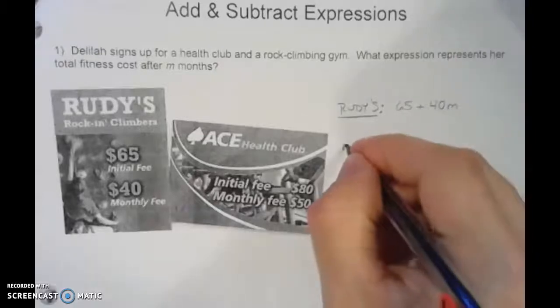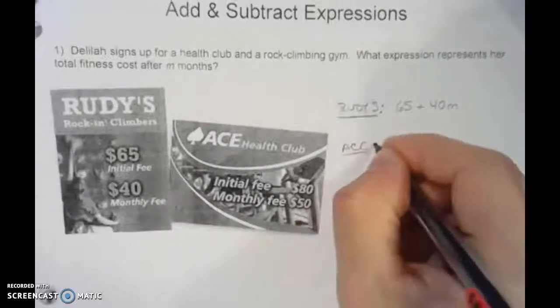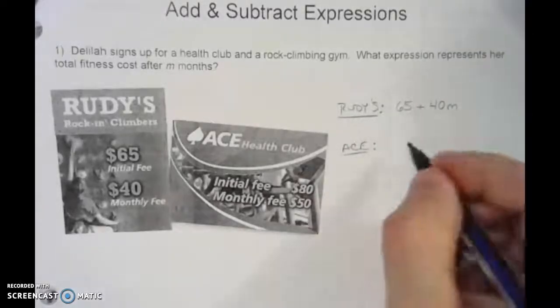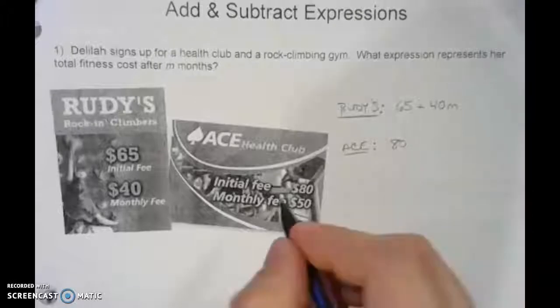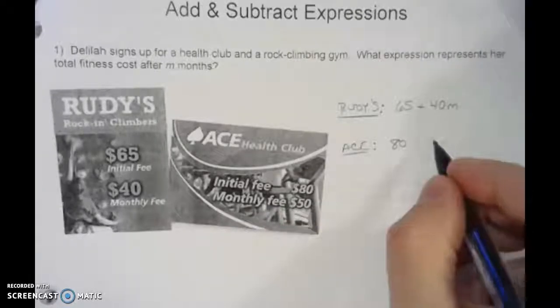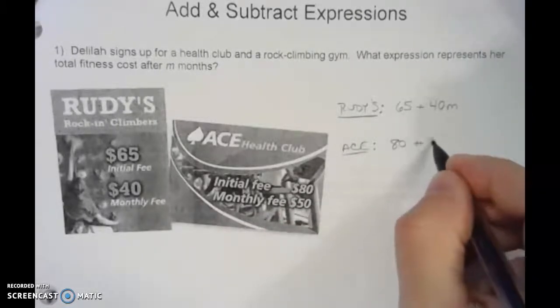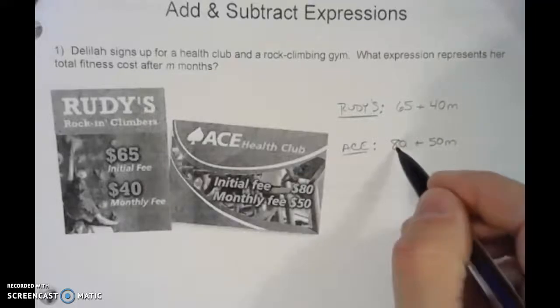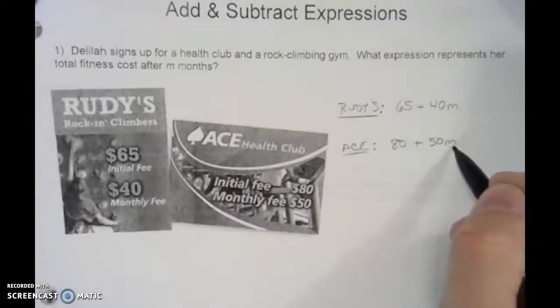We're going to do the same thing for Ace. Okay, this is the health club. And here you have an initial one-time fee of $80, so we'll start with 80, plus then a monthly fee of $50, so plus $50 per month M, 50 times M. And so this is the expression for Ace, $80 plus $50 times M months.